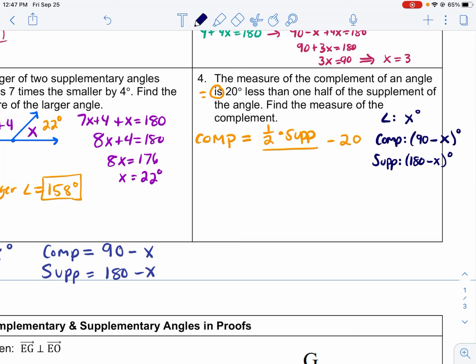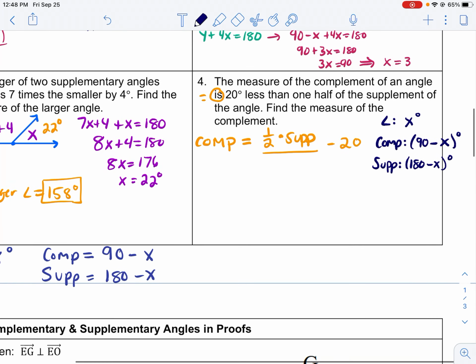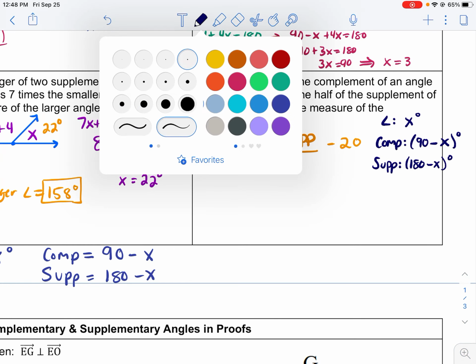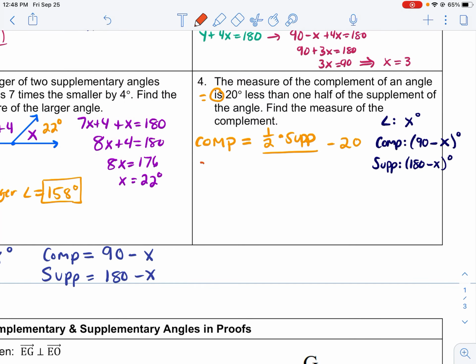Okay, so now, in order to solve this equation, I like this because it gives me some actual variable to solve for. Even though I don't know the angle, I now have some expressions to work with. So if the complement in terms of an angle x is 90 minus x, I can replace that into my equation to make this 90 minus x equals 1/2, and then the supplement, we said that's 180 minus x. So 1/2 times 180 minus x, minus 20.